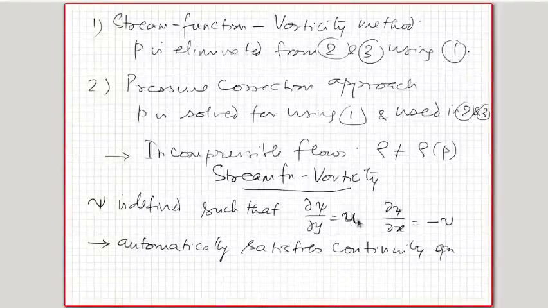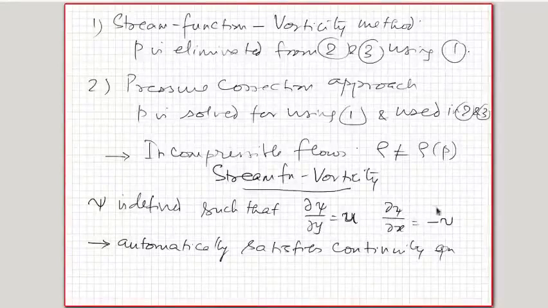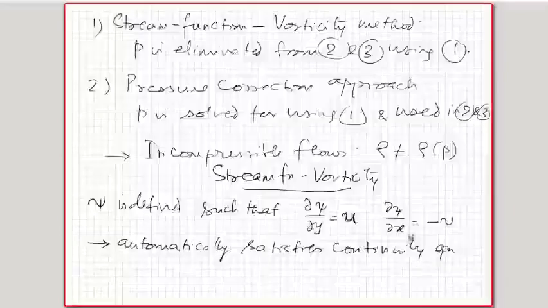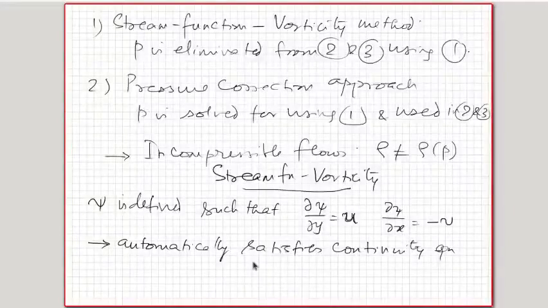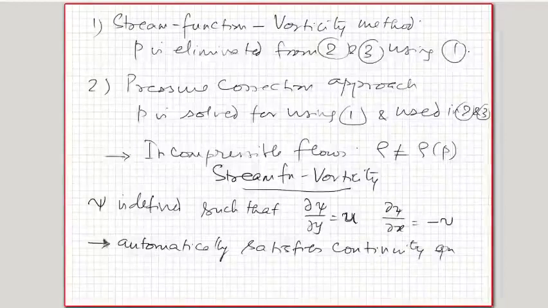Why? Because continuity equation is del u by del x plus del v by del y is 0. Del u by del x is del squared psi by del x del y, and del v by del y is minus del squared psi by del y del x, and therefore just adding the two gives you 0. So the continuity equation is automatically satisfied if I get a stream function such that u is equal to del psi by del y and v is equal to minus del psi by del x. Okay, so then you define vorticity.